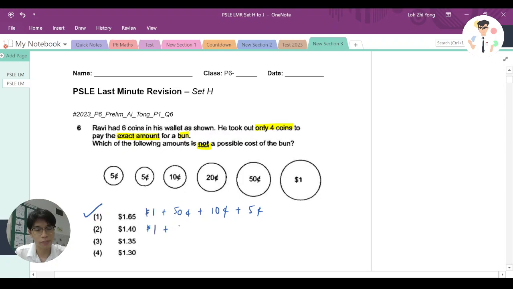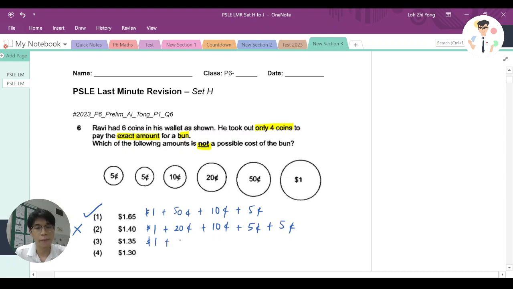$1. A 50-cent coin I can't use because it will be too big. Maybe I'll use 20 cent. So 20 cent, 10 cent. And it seems like we're not able to use only 4 coins for this, because if I add together, it's 5 coins already. It's not 4 coins, sorry. So it means that this might not be a possible cost of the bun. So let's try the next one first.